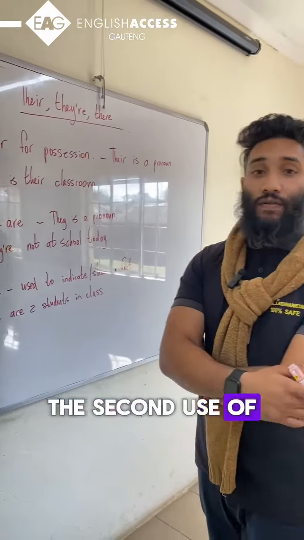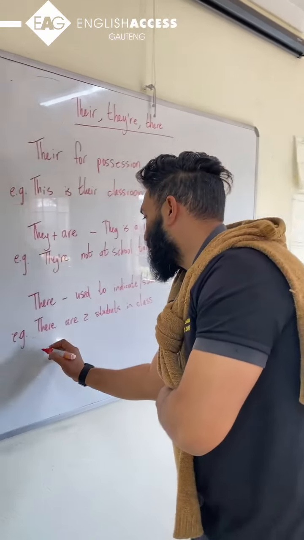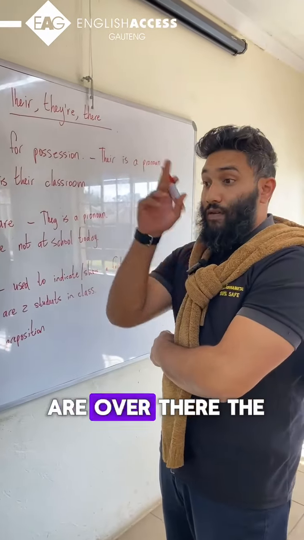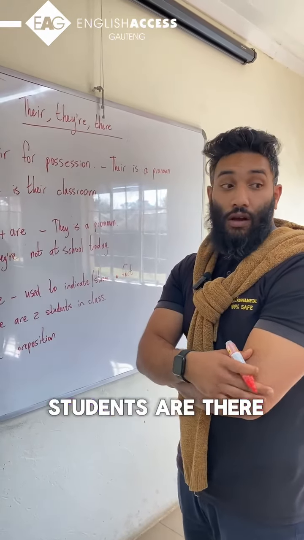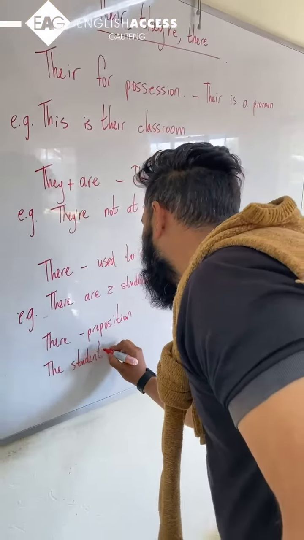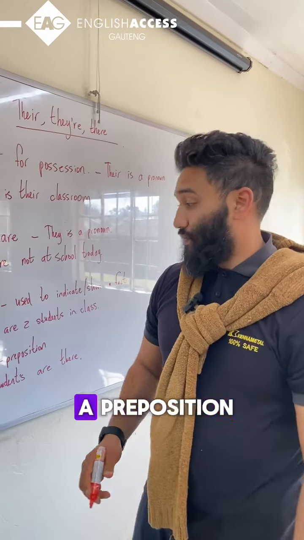The second use of there is as a preposition. For example, the books are over there. The students are there. And this usually goes at the end of the sentence if it's a preposition.